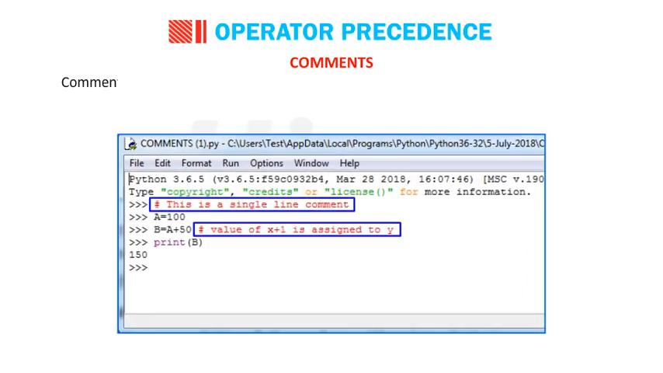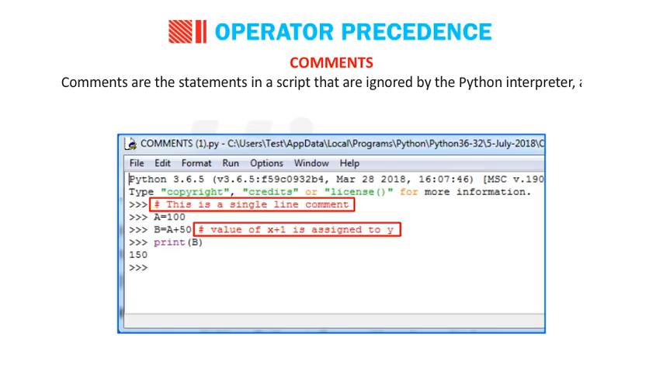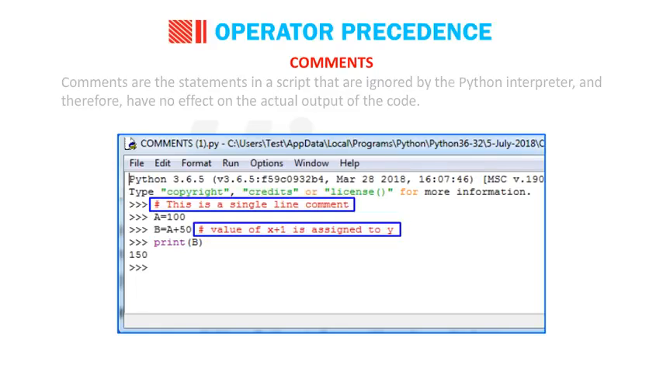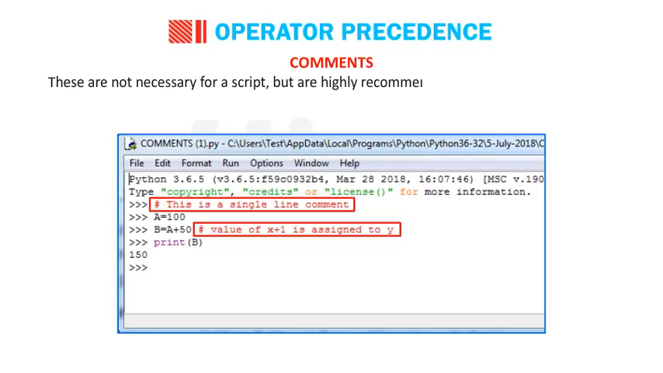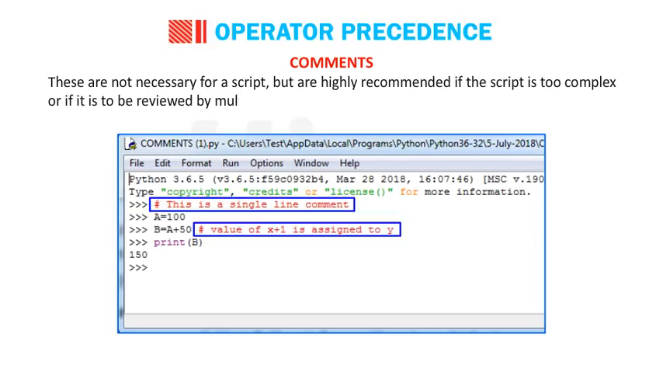Comments. Comments are the statements in a script that are ignored by the Python interpreter and therefore have no effect on the actual output of the code. Comments make the code more readable and easy to understand. These are not necessary for a script but are highly recommended if the script is too complex or if it is to be reviewed by multiple people over an interval of time.